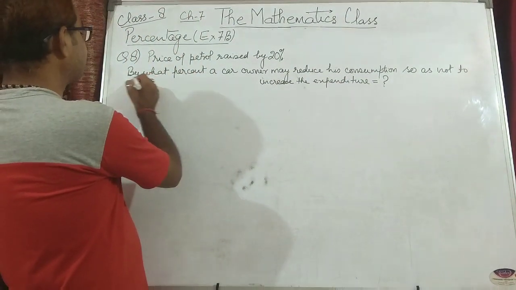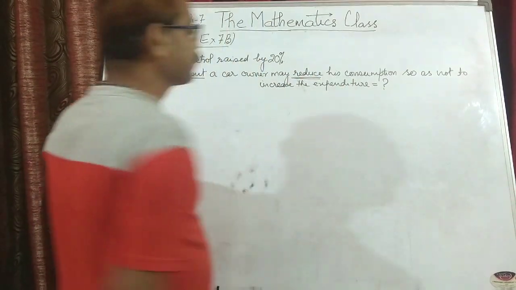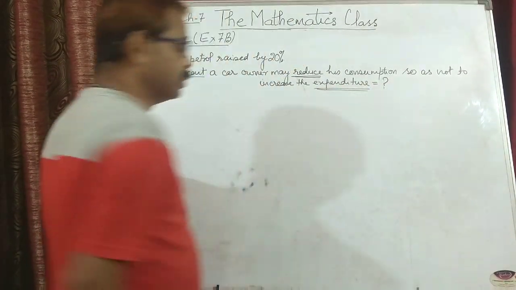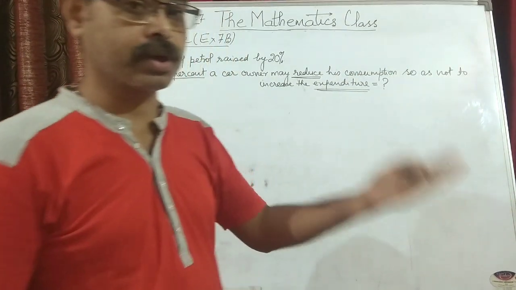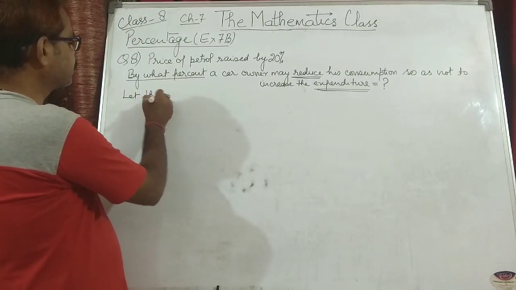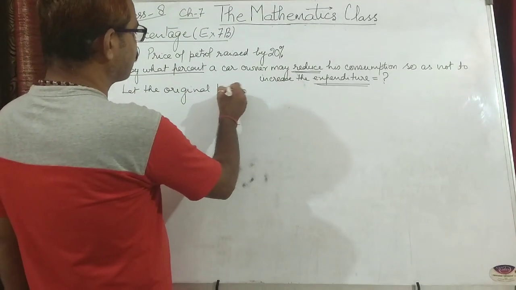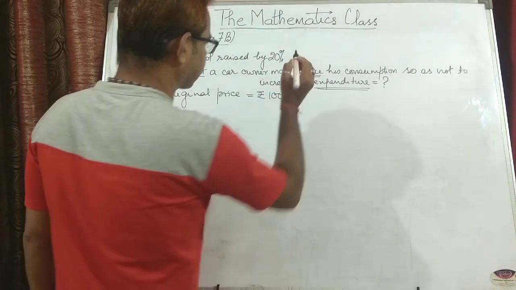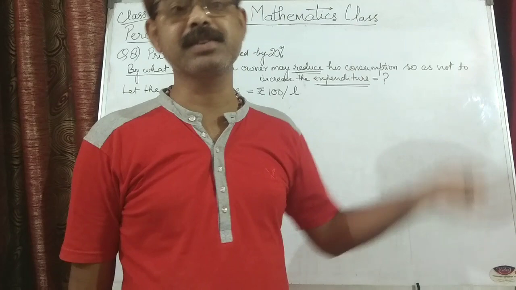We need to find by what percent a car owner may reduce. We have to find the reduction in consumption so as not to increase the expenditure. So for this we need to find out the initial expenditure. How to find out? Let the original price of petrol be rupees 100 per liter. First of all, we need to assume what the price was initially.